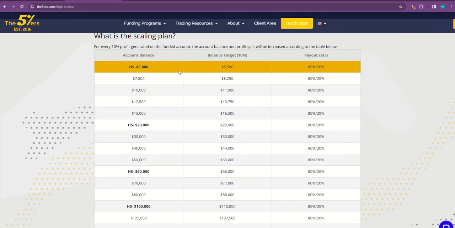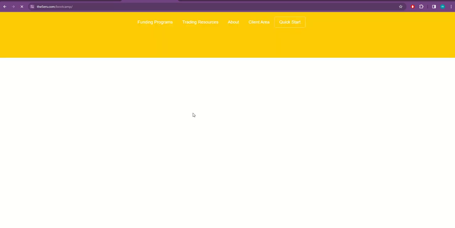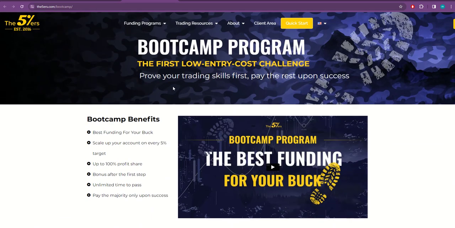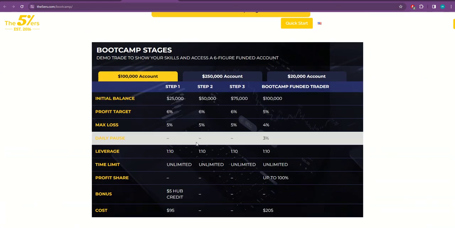Even though prop firms have all the odds stacked in their favor, all the odds are against traders, but anyway, it is what it is. And this is a high stake account that I recommend. It's cheaper, but I know they have bootcamp challenges. Like these are their bootcamp challenges. This I will say don't go for, because these are really crap.